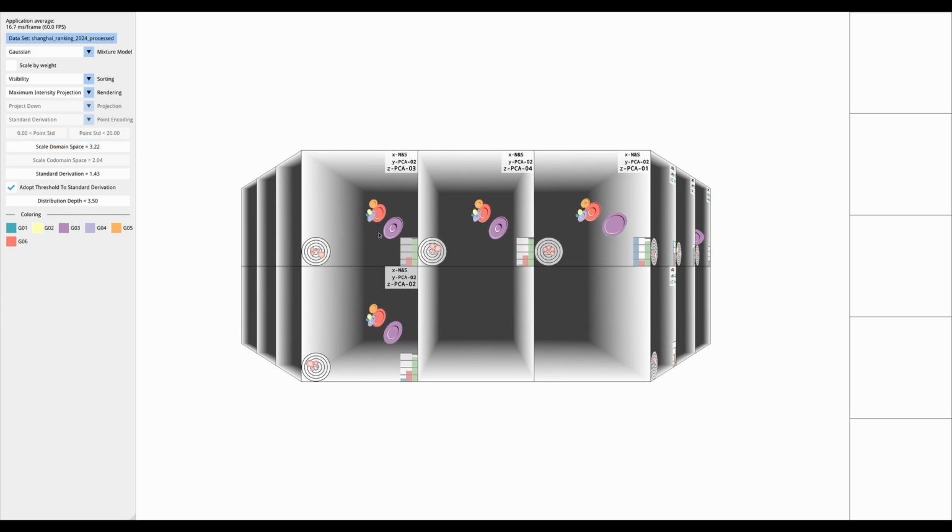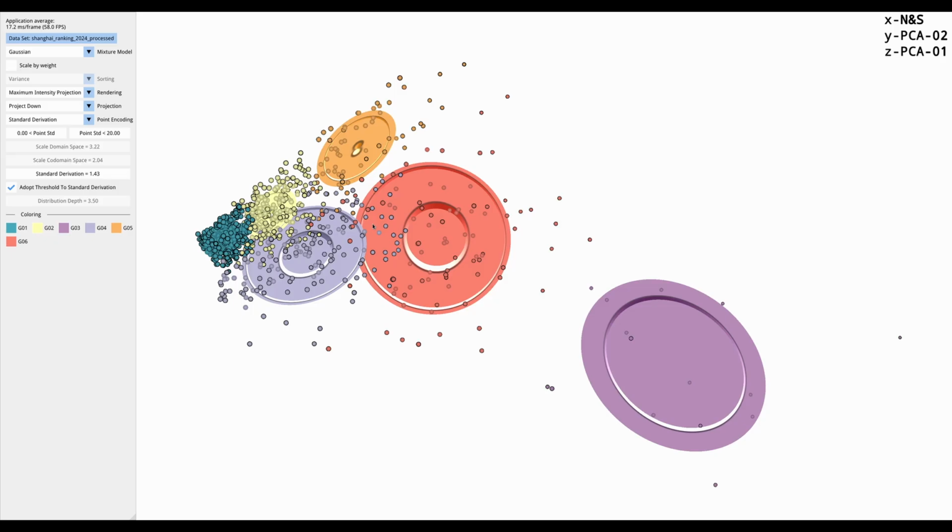Thus, we rotate the model 90 degrees to see how the distributions are located along the z-axis. To avoid tiles changing their positions according to the metric during this rotation, we decided that the user must initiate the reordering. After the reordering, we select the basis vector with the best visibility, ZPCA01. We have now entered the detail view.